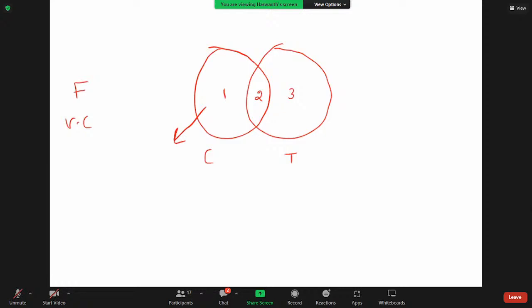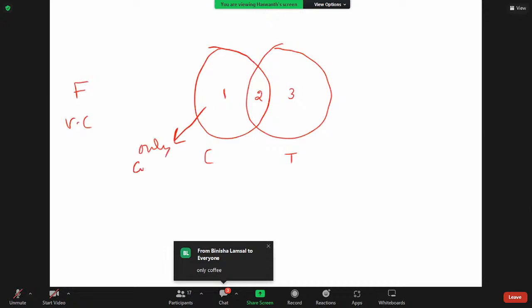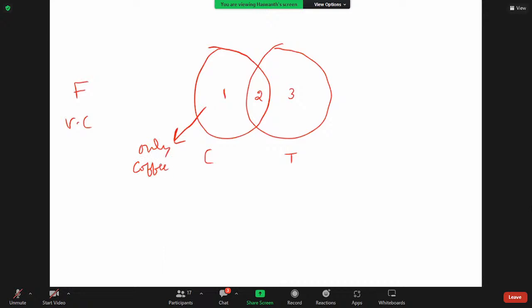Set A denotes persons who drink coffee and set B denotes persons who drink tea. In region 1, what person do we need to put there? Yeah, only coffee. Region 1 talks about persons who drink only coffee. Only coffee means they will drink coffee only. They will not be drinking tea at all. Region 2 talks about both coffee and tea. Region 3 talks about only tea. Only tea means they will be drinking tea only. They will not be drinking coffee at all.